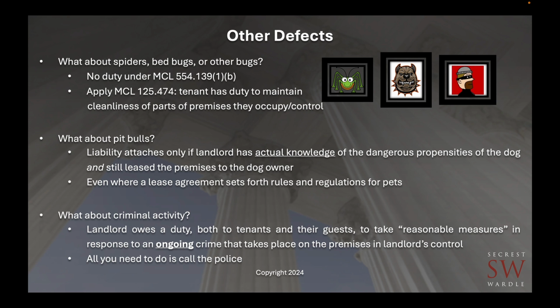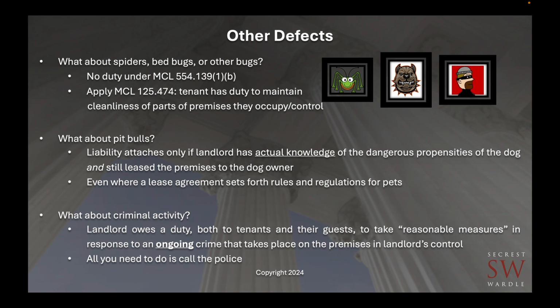Now let's talk about dogs. What about pit bulls? What about other dogs with known dangerous propensities? A landlord can only be liable if the landlord has actual knowledge of dangerous propensities of the dog and still leases the premises to the dog owner. And this is true even where a lease has language setting forth rules and regulations pertaining to keeping pets on the premises.